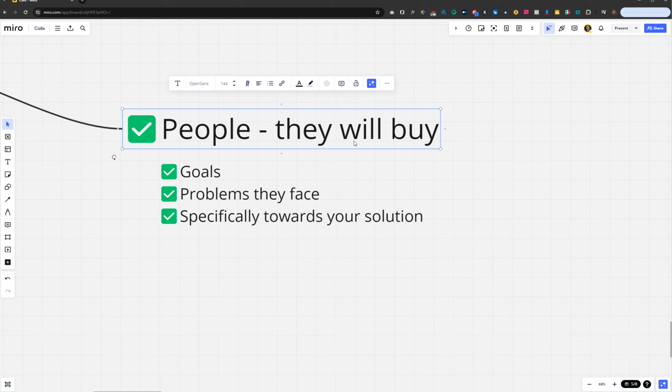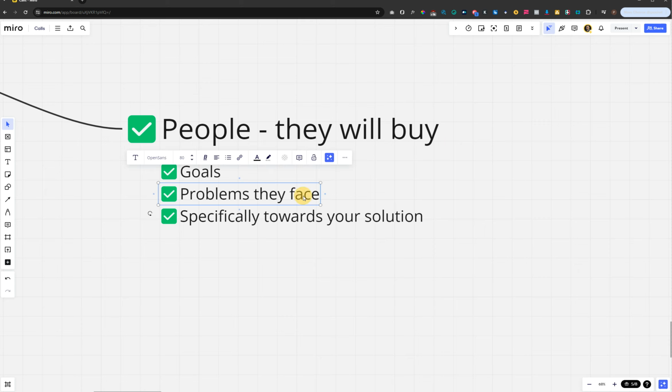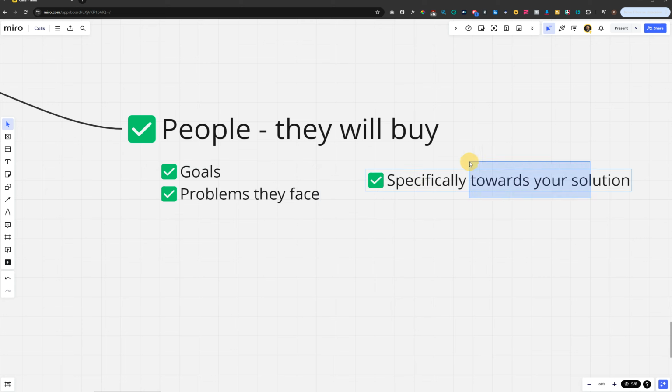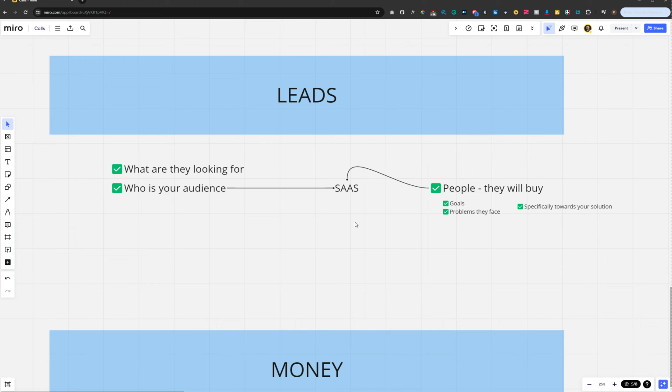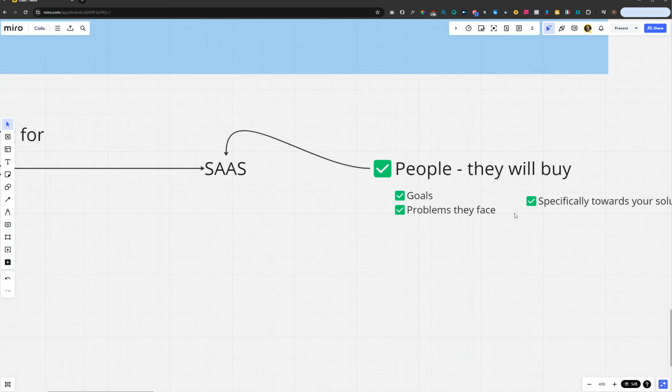So people are those who are going to buy, and people have goals, they have problems, and you want to know all these things specifically to your solution. When we are building a specific solution, we want to understand how we can position that solution to help the audience understand what they are looking for. So for example, I'm going to share with you my page.